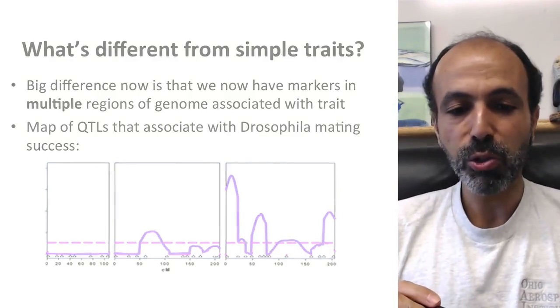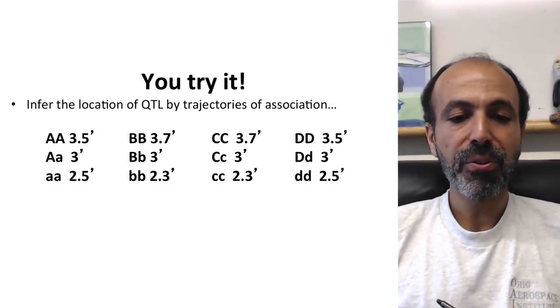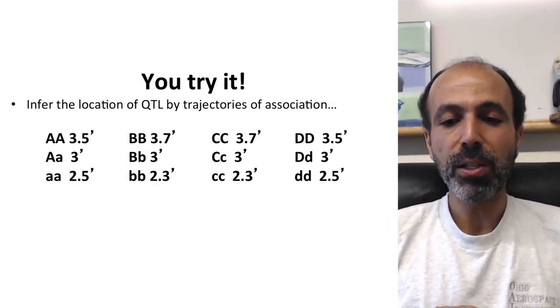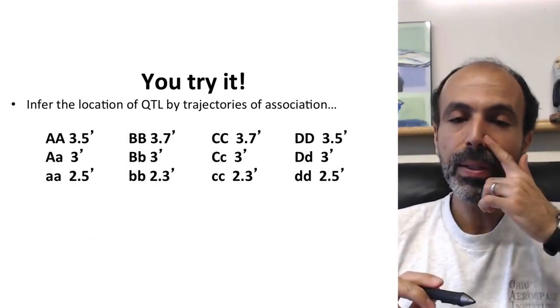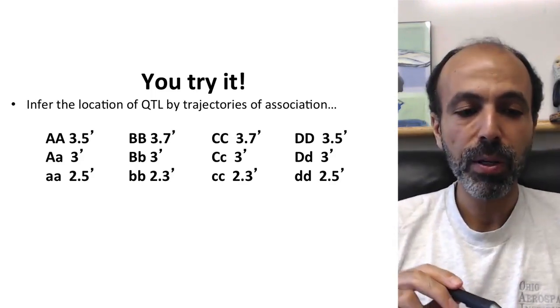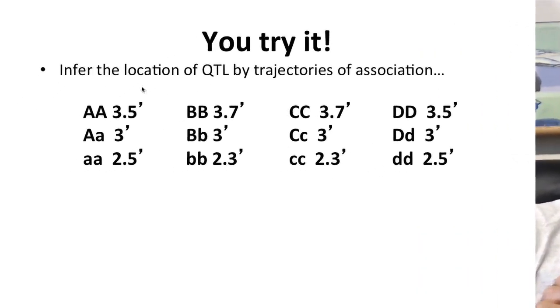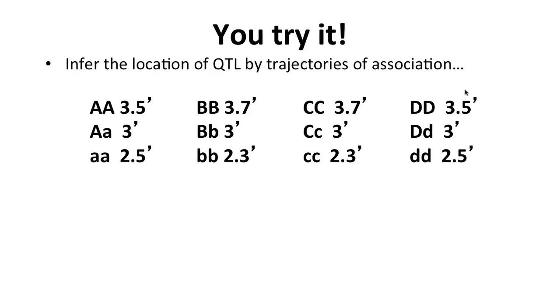Now let me give you one to try. Infer the location of the QTL by the trajectories of association here. This is basically the same principle as before, but what would you predict in this case? Here we have an association with A, B, C, and D.